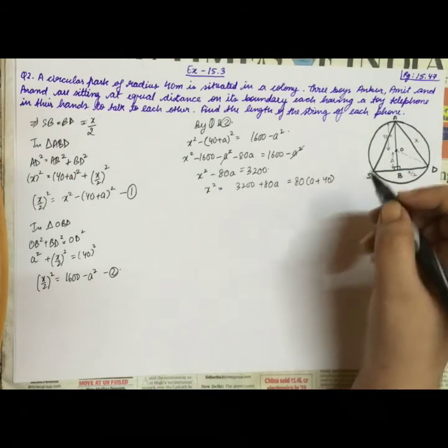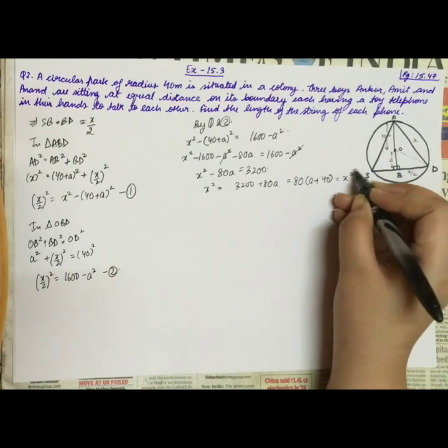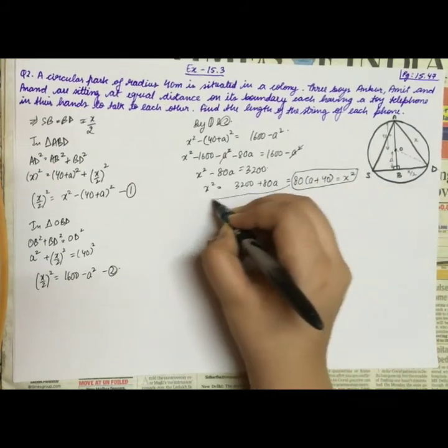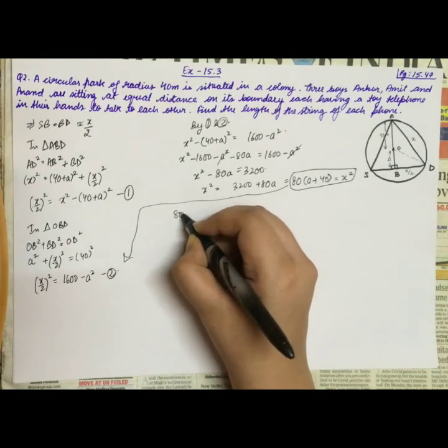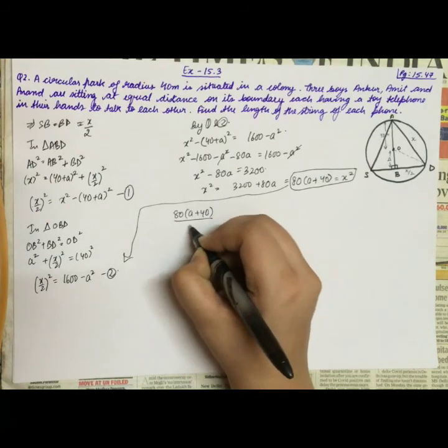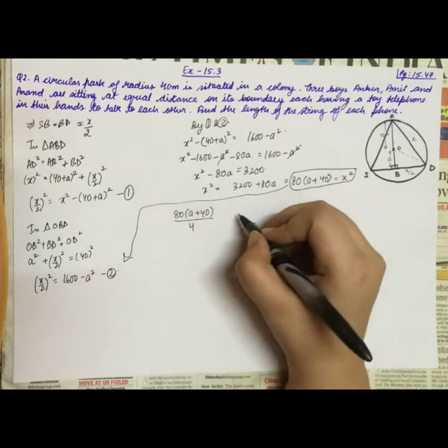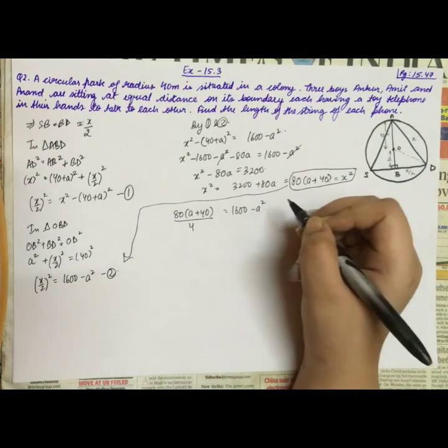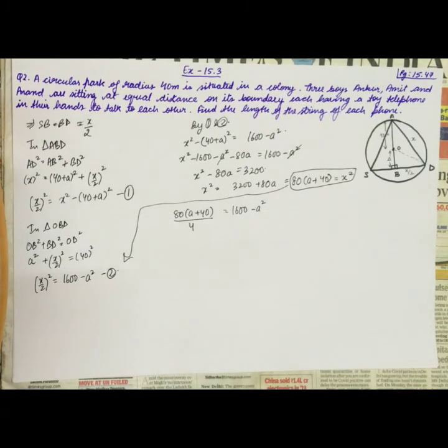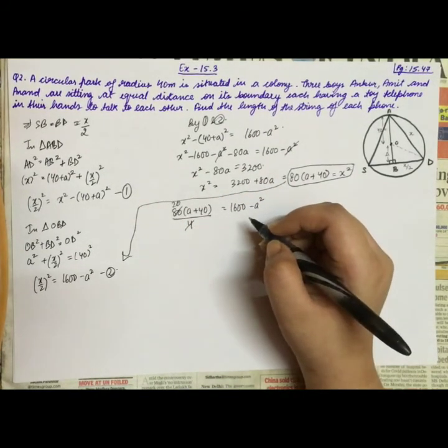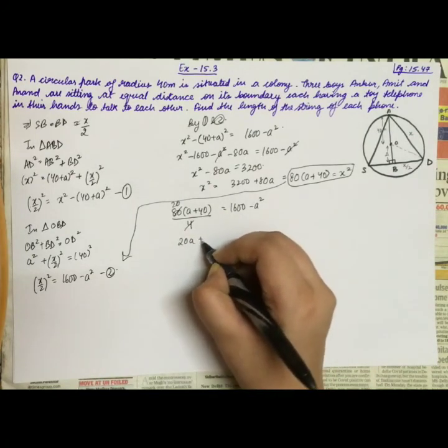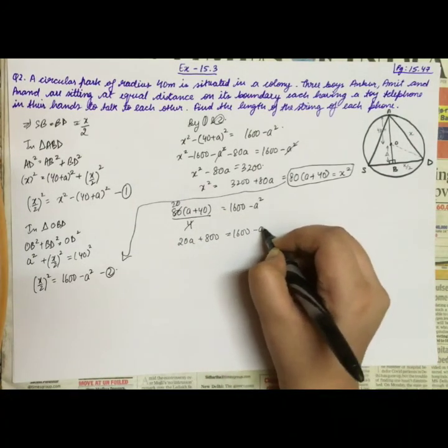Now we'll put this value of x square in second equation, which means 80A plus 40 upon 4, since 2 square is 4, is equal to 1600 minus A square. So now we'll divide 80 by 4, we get 20, so it will become 20A plus 800 is equal to 1600 minus A square.